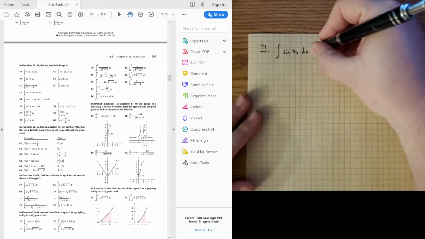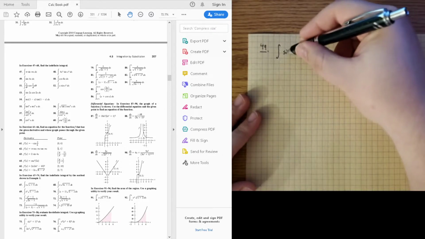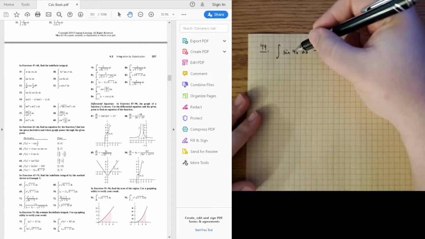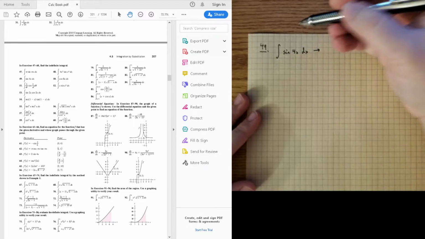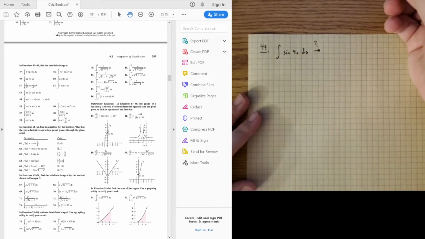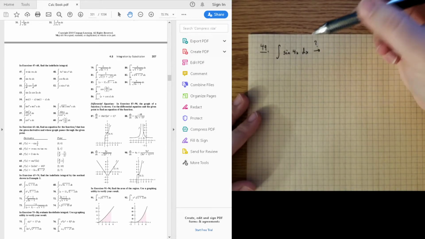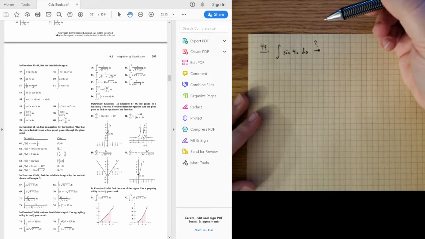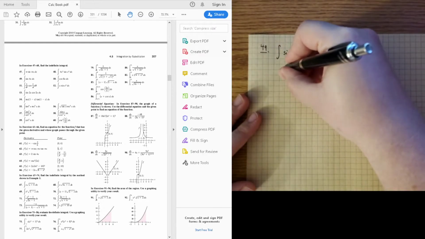Now, if this was just sine of x, I could solve this easily. It's not. That's the problem. It's sine of 4x. And because it doesn't fit one of our basic forms, we're left with a question mark. Like, what do we do? We can't solve this with a basic form, meaning it's not technically solvable, unless we are willing to look at this in terms of a u.